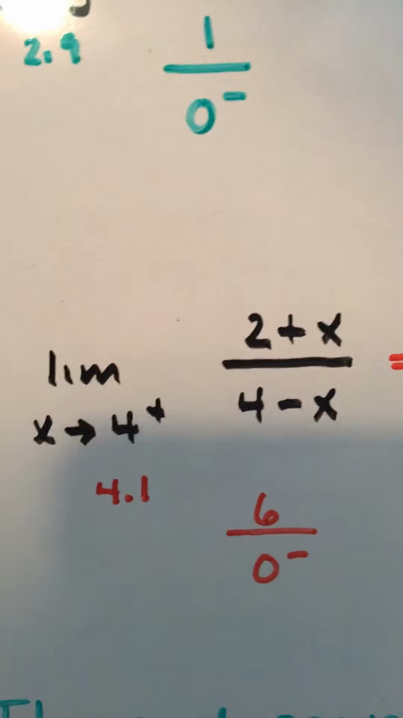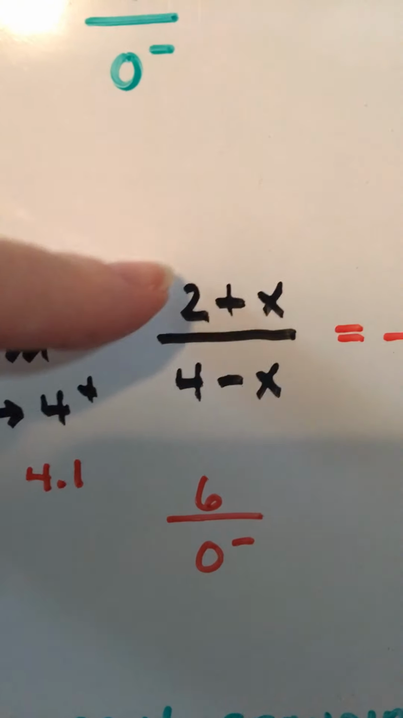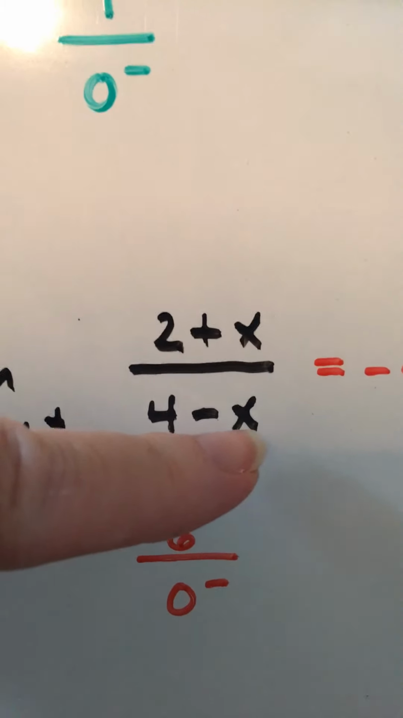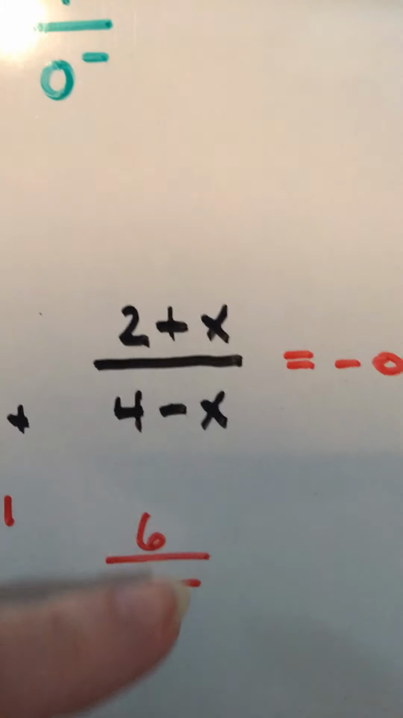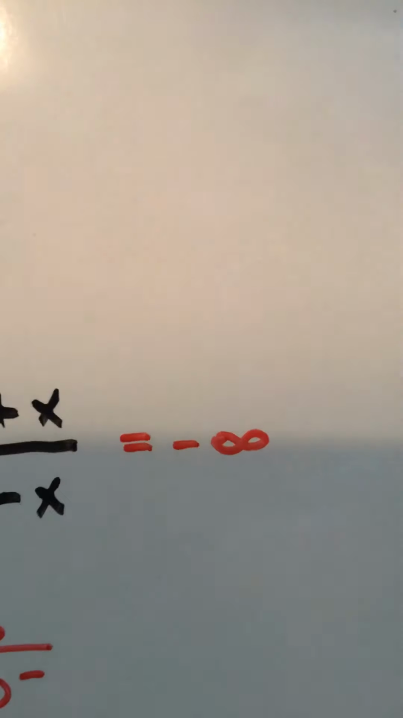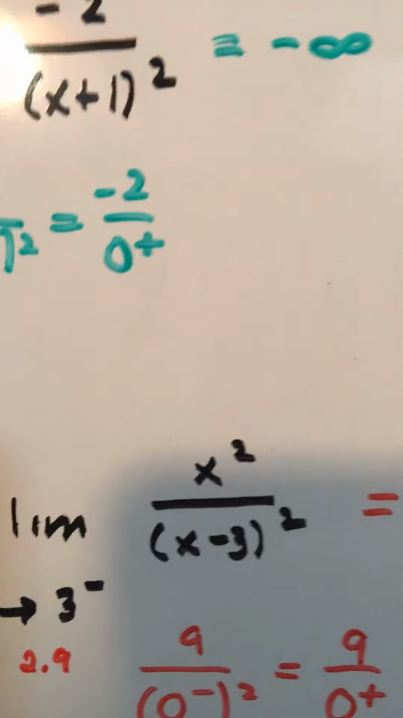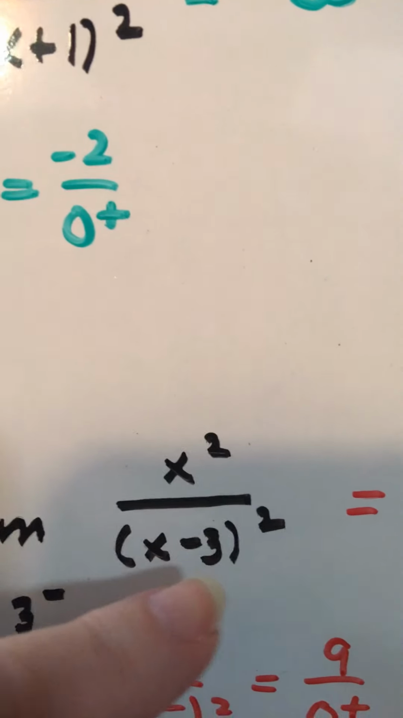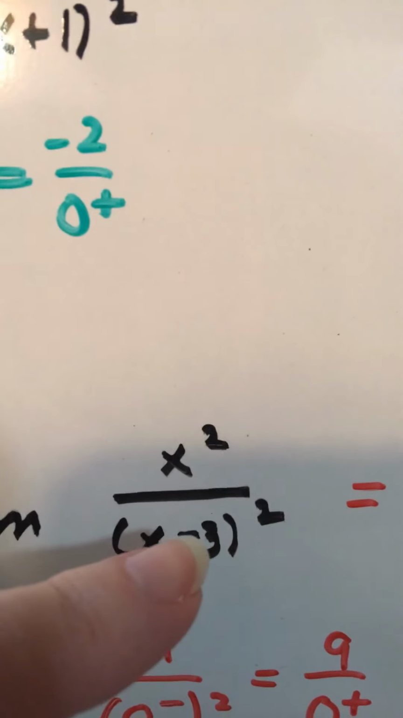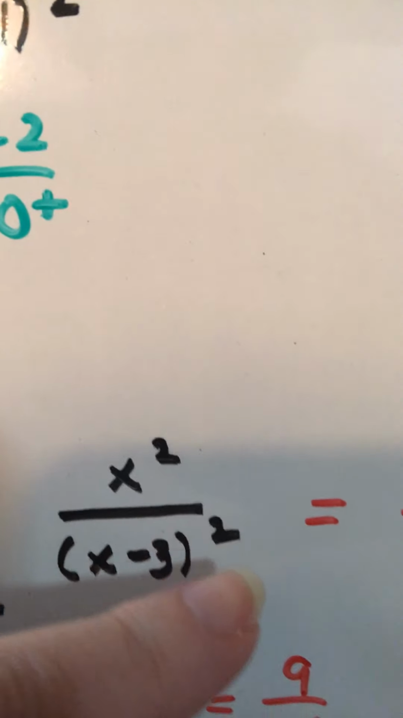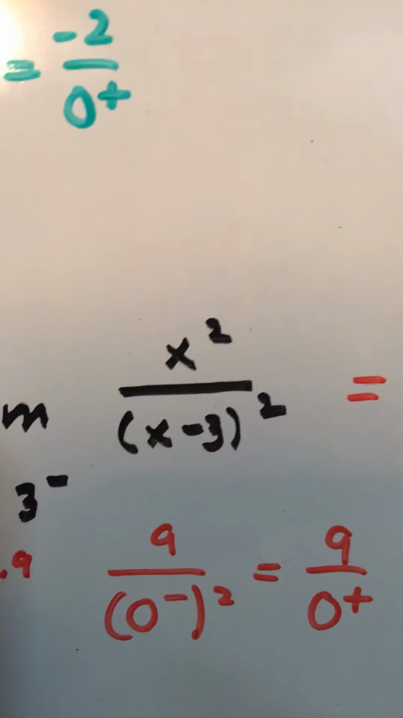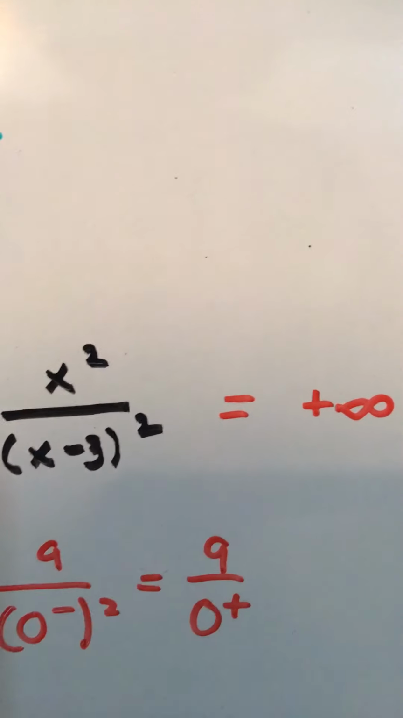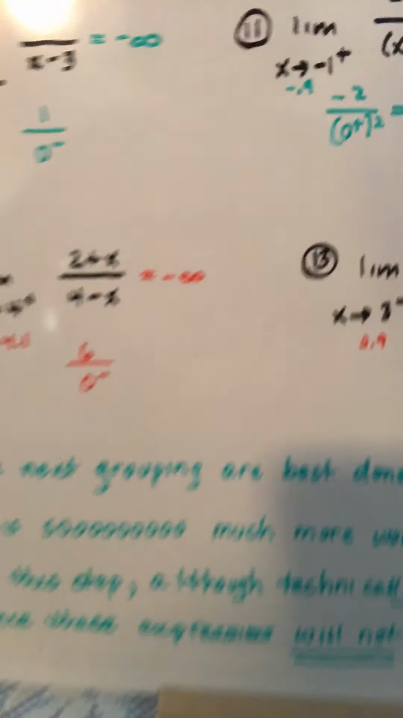Next example. 4 from the right, I get 6 over 0. Testing 4.1, oh no, it makes a negative number. 0 negative, positive over negative is negative infinity. Moving on, next number. Plug in 3, I get 9 over 0. Do you see that square? So plus or minus, when I square it, will always be positive. I don't have to even go here or here. I can just say 9 over 0 positive and get positive infinity.